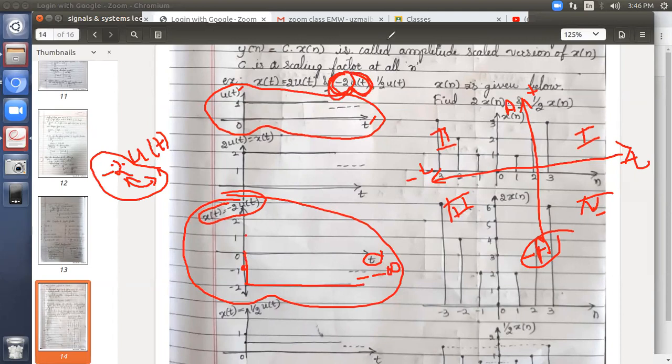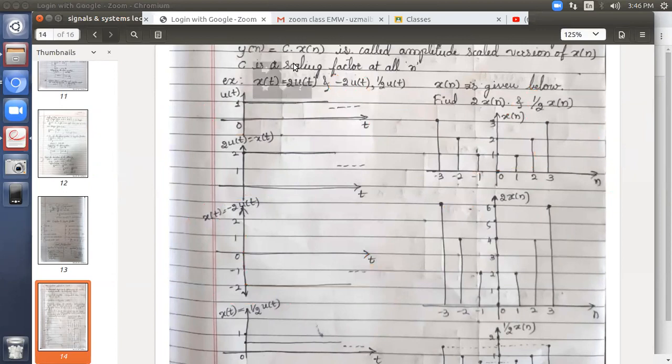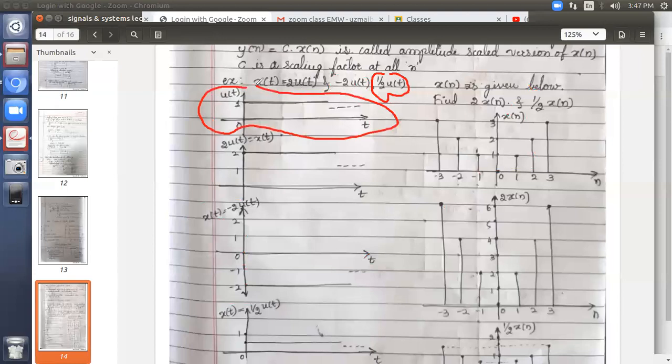Okay, this is the second example. Let's go to the third example. It is half of u of t. The scaling factor is 0.5 in fractions. So again, take the reference of u of t as it is. Then u of t amplitude is 1. It should be multiplied with half. Half into 1, 0.5 into 1 will become 0.5.